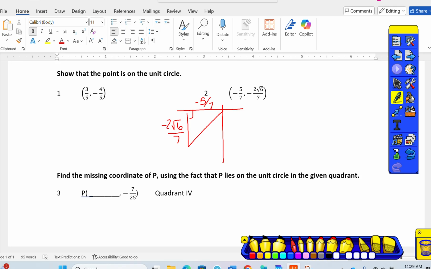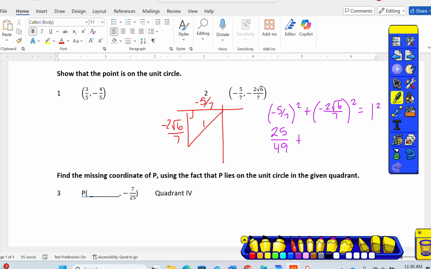And if this is in the unit circle, that means we should get 1 for the hypotenuse when we set it up. So I'm going to use a squared plus b squared. Hopefully that equals 1 squared. So this is 25 over 49 plus, okay, 2 root 6 when I square it.